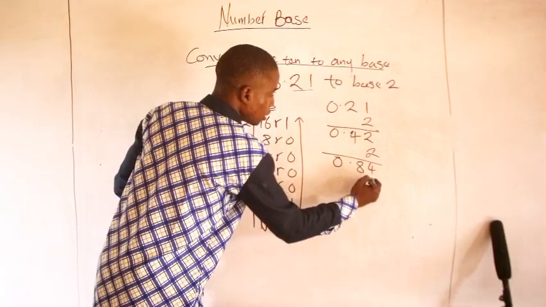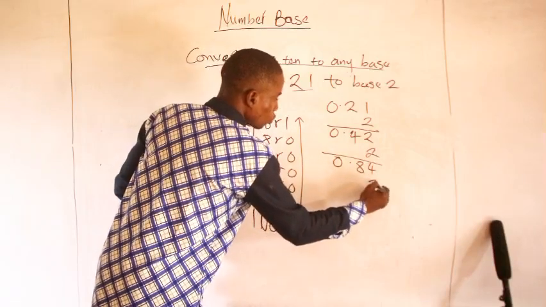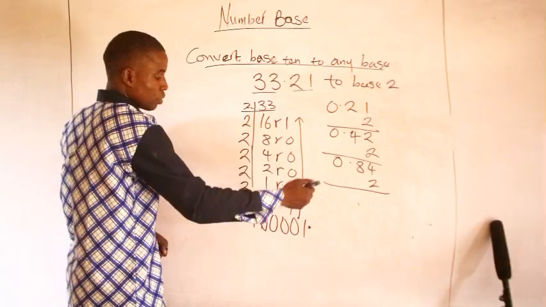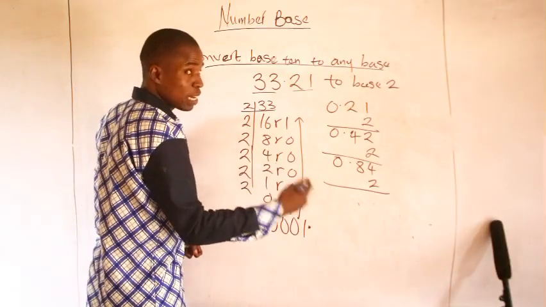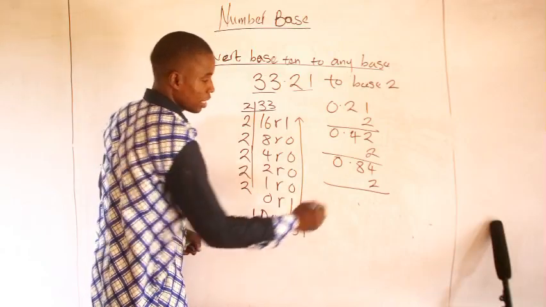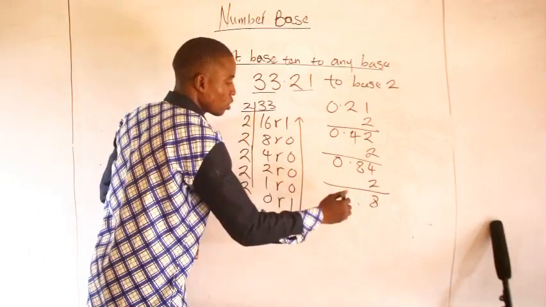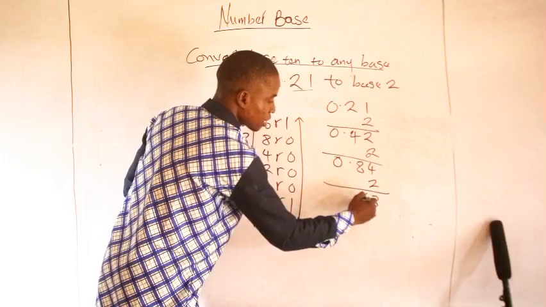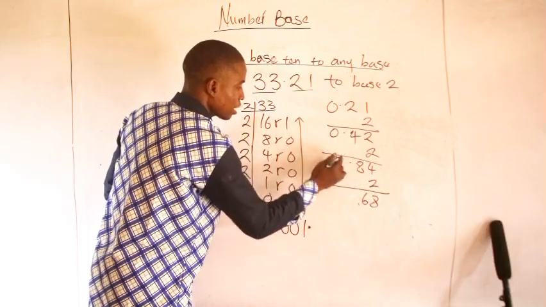Now, the next one is what? 2. You just be doing like that. Or it depends on approximately the one that they want you to do. This one and this is what? 8. This one and this is what? 16. You write 6. You put 1 here.